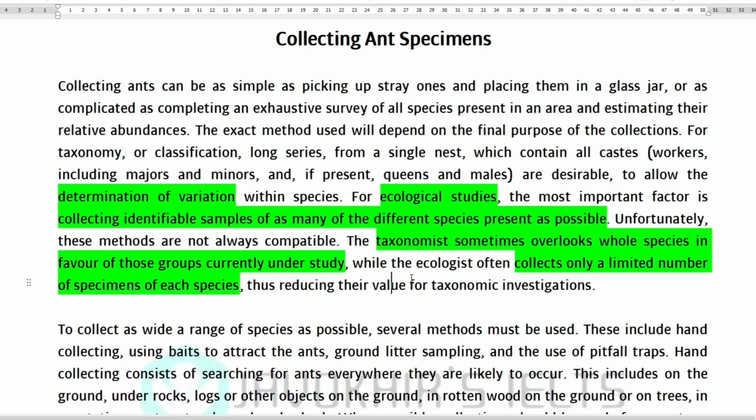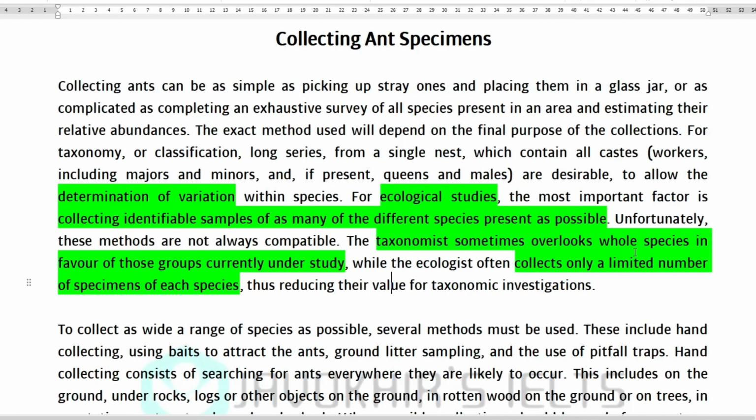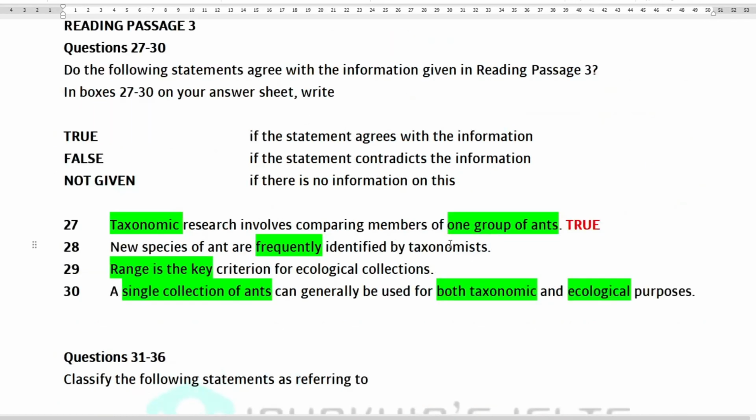Okay. However, the question says new species of ant are frequently identified. The taxonomy sometimes overlooks whole species in favor of those groups currently under study. Currently under study means there's no information about how often new species of ant are identified by taxonomists. That is not given. Frequently, it doesn't say when. It doesn't give it as time. This is an adverb of frequency here.